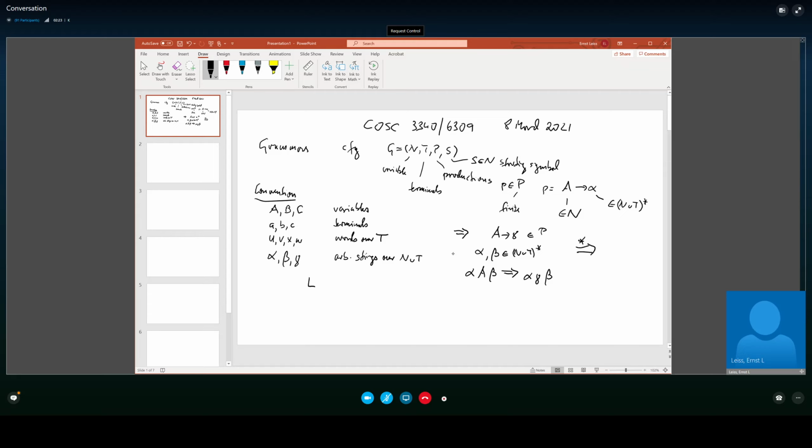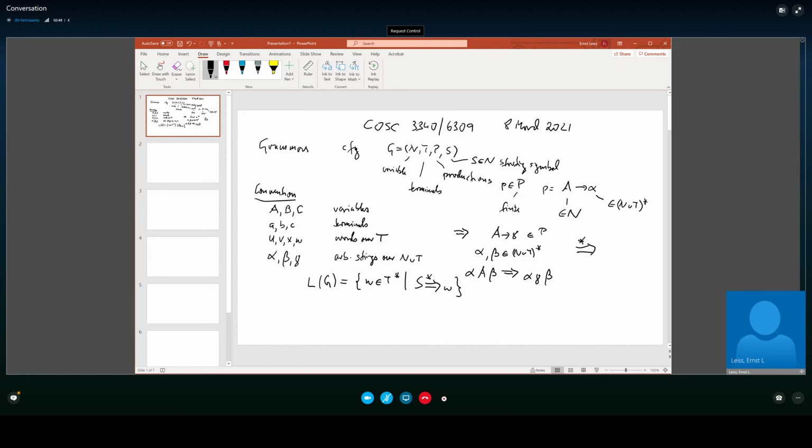And then if we have a grammar G, then the set of all words generated by the grammar is the set of all strings W that can be derived from the starting symbol.